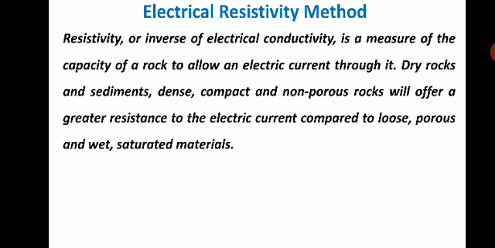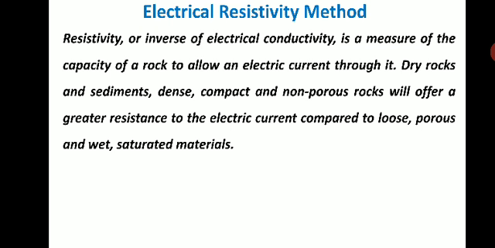Next, what does resistivity mean? Resistivity is the inverse of electrical conductivity. It is a measure of the capacity of a rock to allow an electric current to pass through it. So whether the rock is allowing the current to pass through it or not is decided by the resistivity.